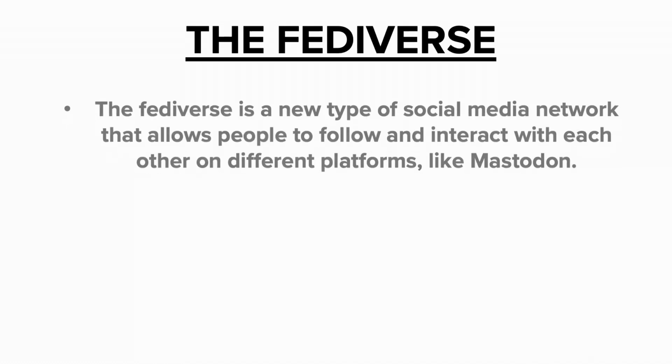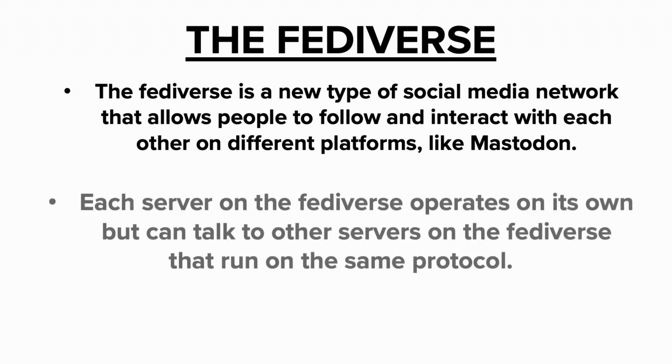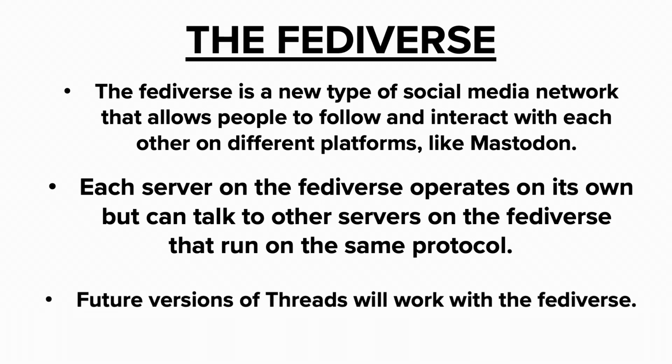The Fediverse is a new type of social media network that allows people to follow and interact with each other on different platforms, like Mastodon. Each server on the Fediverse operates on its own, but can talk to other servers on the Fediverse that run on the same protocol. Future versions of Threads will work on the Fediverse.